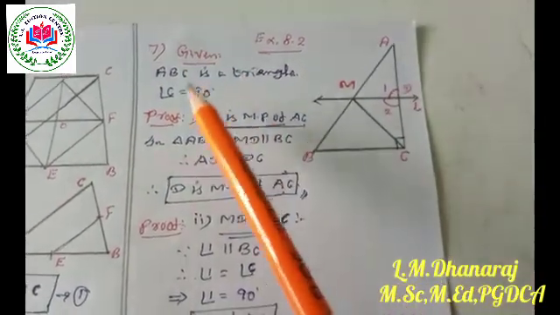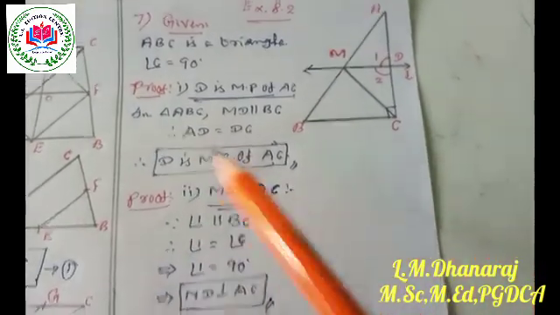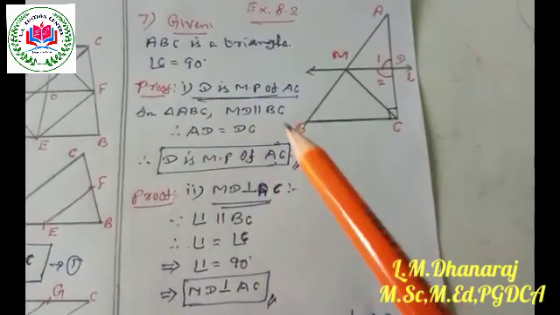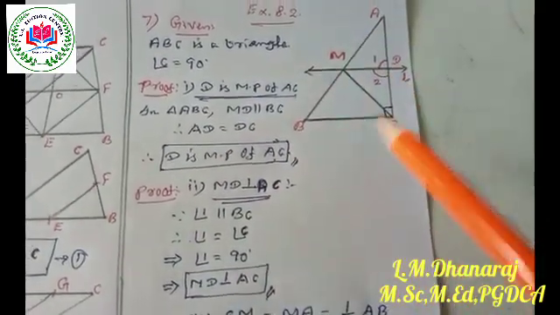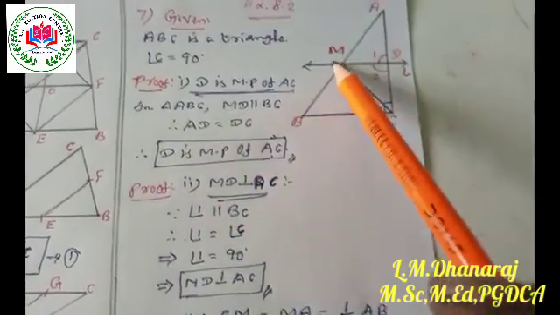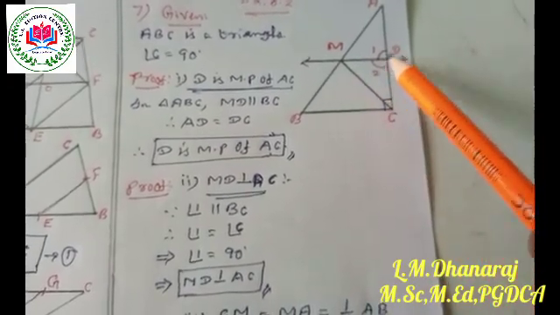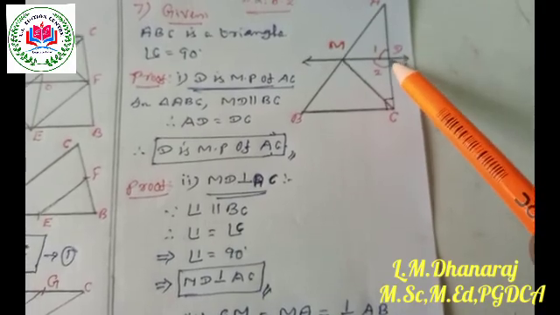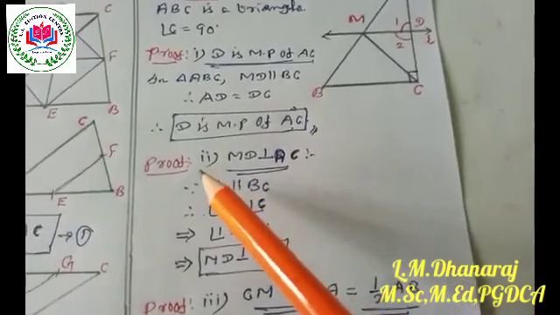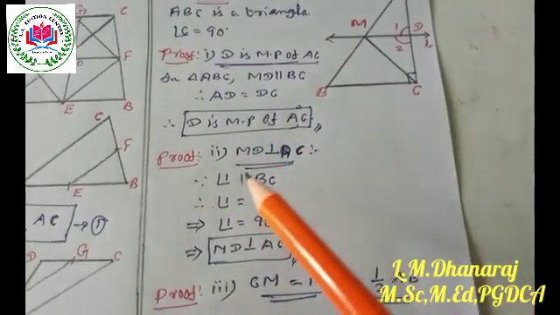Question number 7. It is given that ABC is a triangle where angle C is equal to 90 degrees. Now we have to prove, subdivision 1, D is the midpoint of AC. So in triangle ABC, we can say MD is parallel to BC and AD is equal to DC. And this proves the first one. Therefore, D is the midpoint of AC.